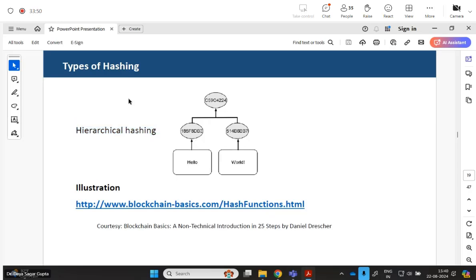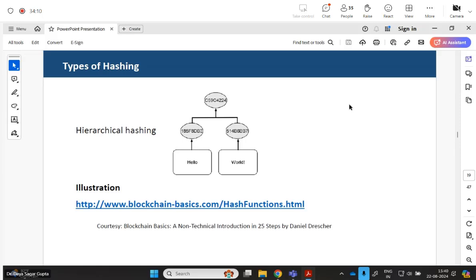What we are going to do? We are going to find the hash value of hello. We are separately going to find the hash value of world. If both are there, now we are going to concatenate these values, and whatever the hash is, we are going to put it here. So this is the hierarchical hashing.